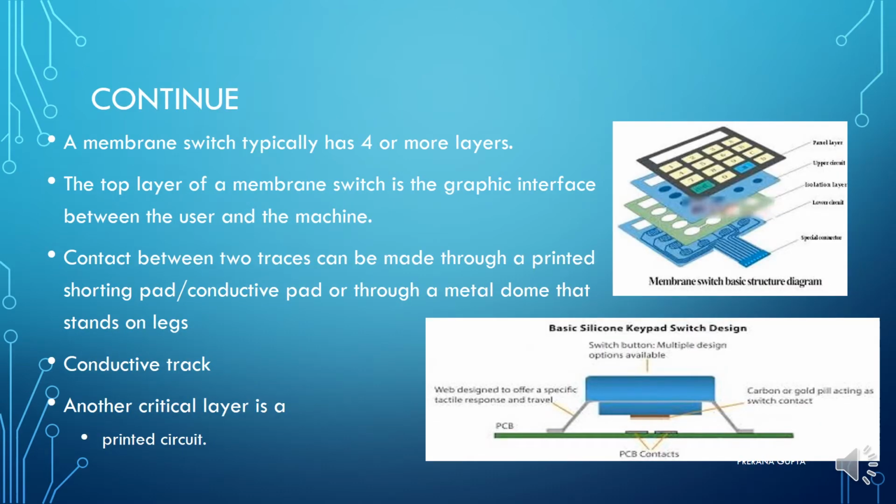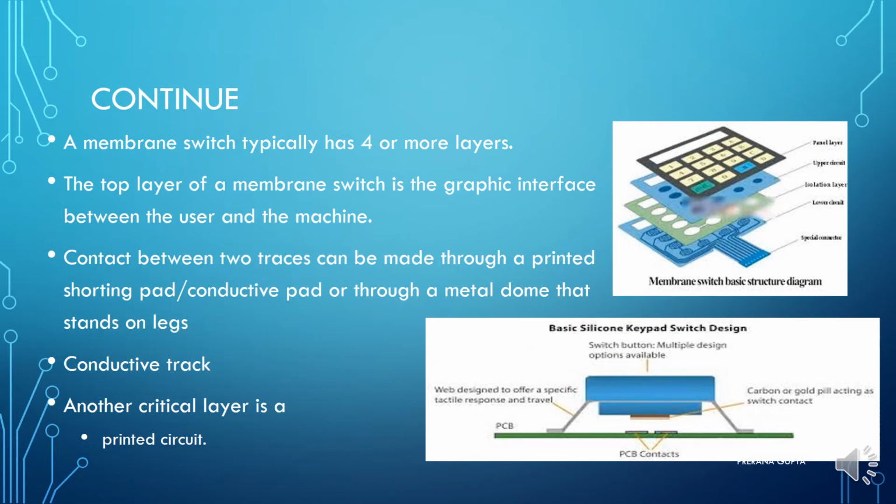So you can see here the membrane switches are made up of 4 layers. First of all, top layer, it is also known as panel layer, which is having graphical interface. Then second layer will be a conductive pad. It is also known as conductive layer, or shorting pad. And it can be a shorting pad or a metal dome. So basically it is made up of metal, and if it is dome, then it will be standing on legs like this.